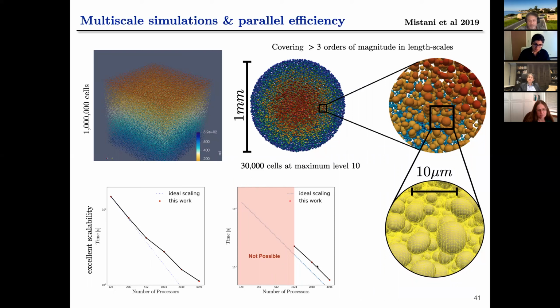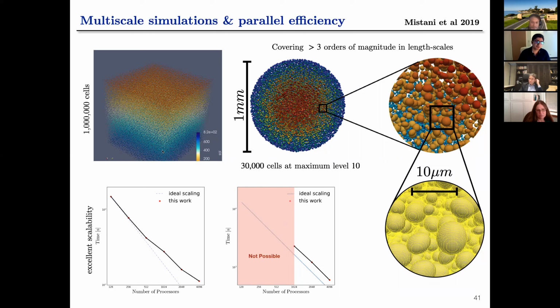But the actual performance, the actual measure of merit, is this case, which is this simulation literally. You have 30,000 cells at a maximum level of refinement of 10. And this is to show how accurately the cell membranes are resolved. There are more than 3 orders of magnitude in resolution in space, and you still get perfect scaling at a very high number of processors.